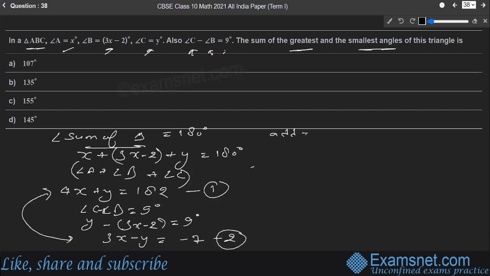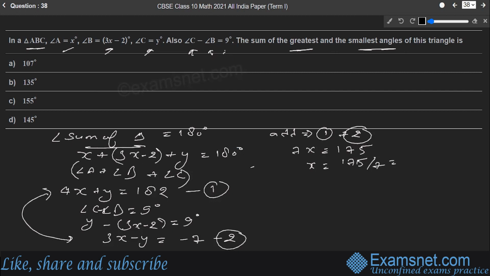If we add these equations, what do we get? Add 1 and 2 together. So the y gets cancelled. We remain with 7x is equal to 182 minus 7, which is 175. This is the x value that we get. If we add, 4x plus y plus 3x minus y is always 7x. So the x value comes out to be 175 by 7.